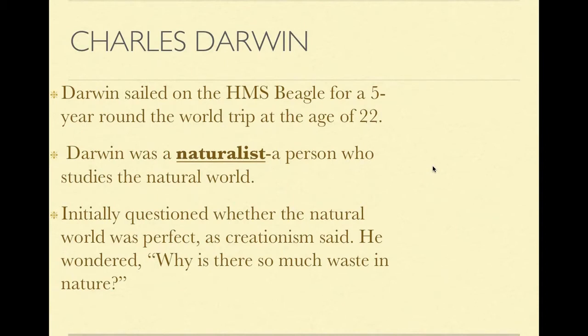Okay. So our next guy that's going to come along, which is one of our hunks of science, is Charles Darwin. And Charles Darwin sailed on a ship called the Beagle for 5 years around the world when he was 22 years old. His job was to be the naturalist. He was the guy who studied the natural world. He collected all sorts of things in geology, like fossils and rocks, and he drew pictures of all the animals and things that he saw, plants.